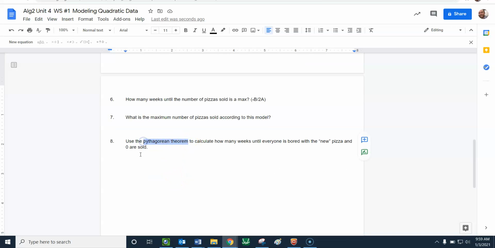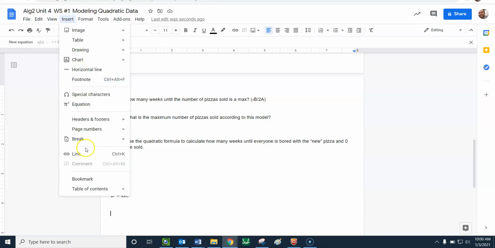And then finally it says to use the Pythagorean theorem. Well, let's change that. That's silly talk. The quadratic formula to calculate how many weeks until everyone is bored with this new pizza and 0 are sold. So again, we can use the quadratic formula. I want you to write out all your steps for the quadratic formula. We'll start by A, B, and C. Next, I'm going to calculate that. Next, we'll do the discriminant, which was B squared minus 4AC. Good. And finally, that last step was to put it all together and put the quadratic formula in there.